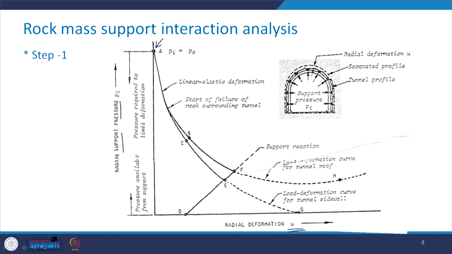Now, please recollect our discussion of the last class, where I explained these concepts with the help of a two-dimensional situation for competent rock, for incompetent rocks as well. So here the first point is going to be the point A, and here your Pi will be equal to P naught, which is the in situ state of stress. And since the rock mass has not been excavated at that section, obviously the radial deformation is going to be 0 in this case.